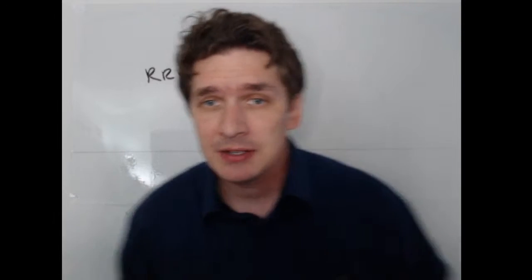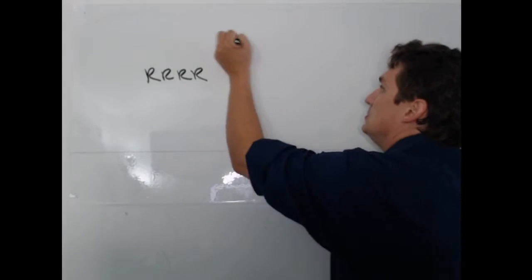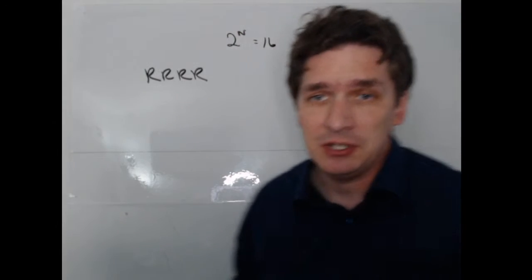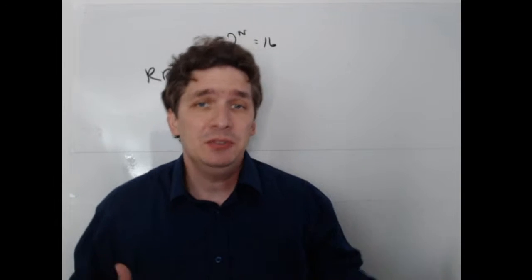The person who asked the question is correct. We have 4 chiral centers, and so we have 2 to the 4 potential stereoisomers. So in this case, we should have 16 when we finish. So the question is, how do you approach this problem?